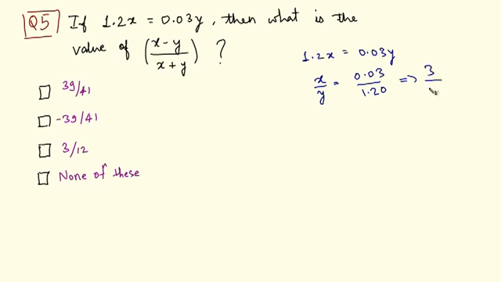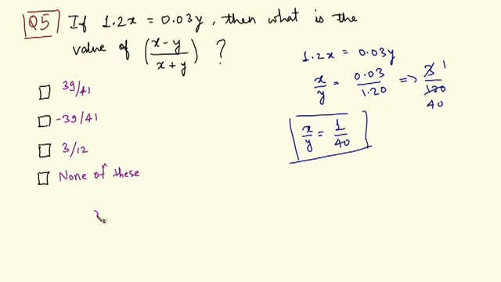so this becomes 3 by 120, which is 3 ones are 3, 3 fours are 12. So x by y is equal to 1 by 40. This we have found out. Now we have been asked what is x minus y upon x plus y, and this expression does not contain anything similar to this x by y. So we can convert terms into something similar to x by y.